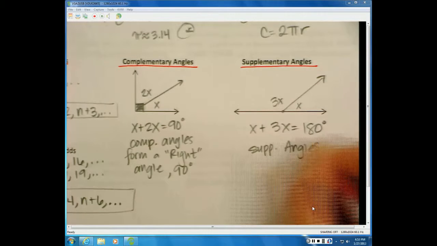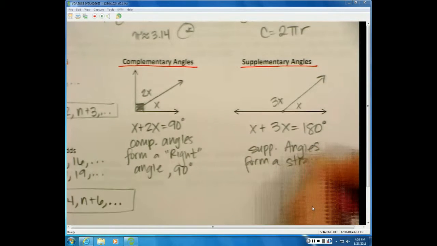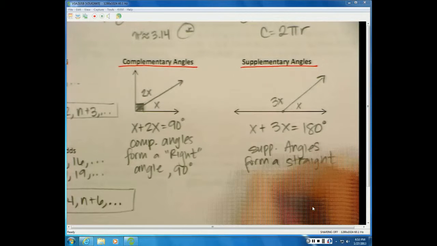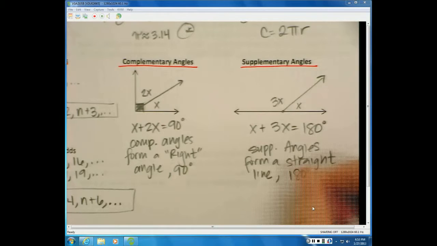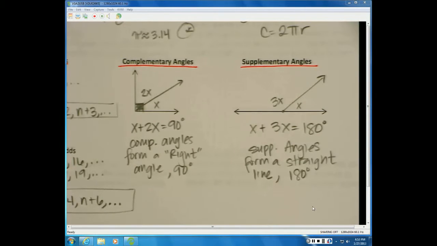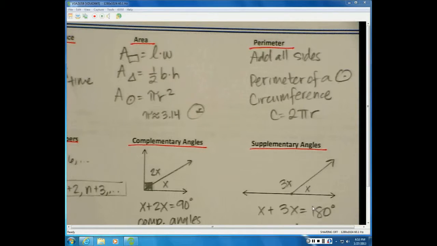Supplementary angles form a straight line which has the measure 180 degrees. Okay, so there's some background information. We have our 6 steps to solving. We have some background information that's going to help us when we actually work through these word problems. And I'm going to work through a handful of these.